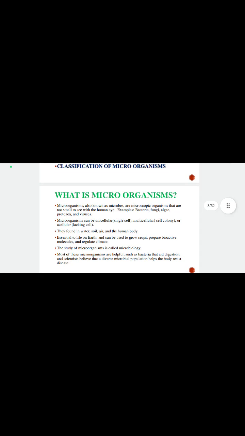Microorganisms can be unicellular, that means single cell, or multicellular, that means cell colony, or acellular, that means they don't have a cell. And they are found in water, soil, air, and the human body. They are very essential to life on earth and can be used to grow crops and to prepare bioactive molecules, and also for regulating the climate.